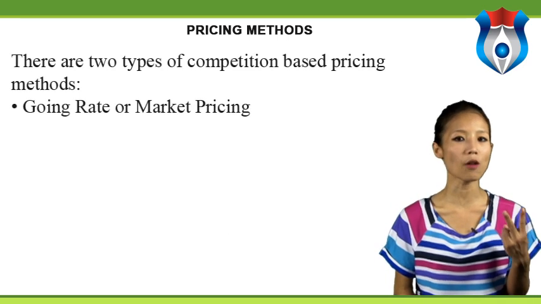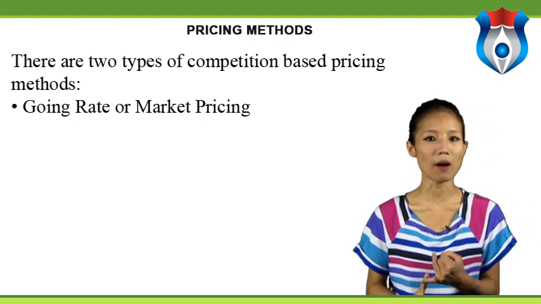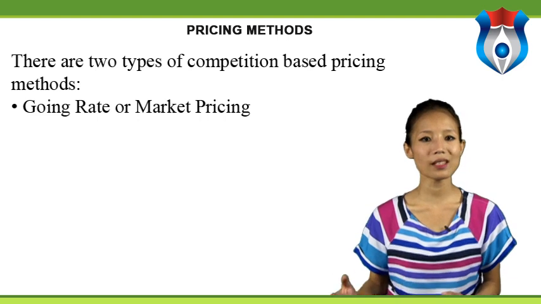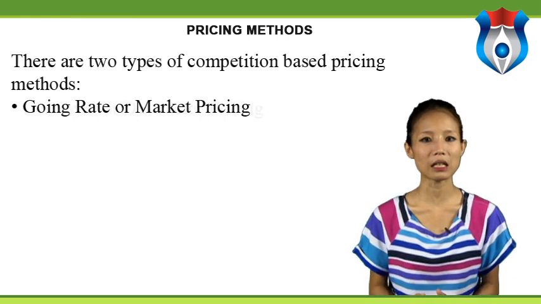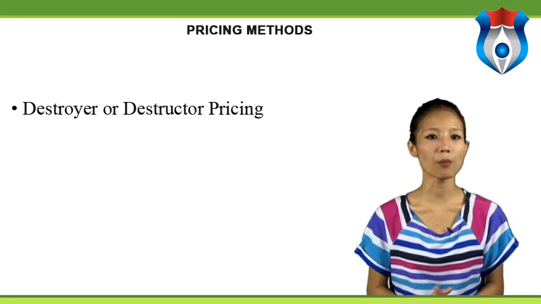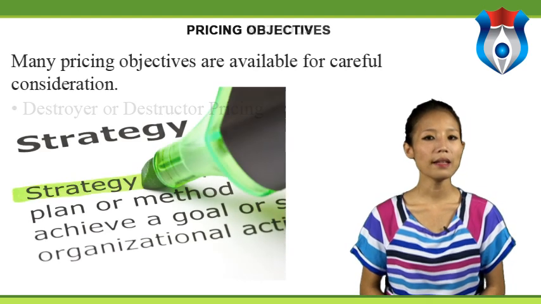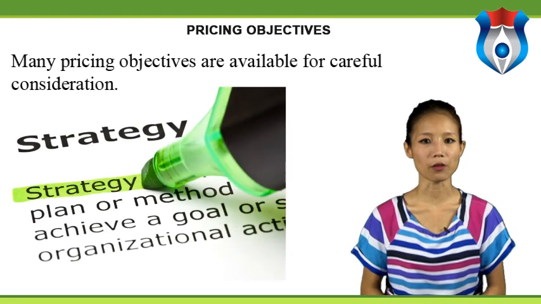There are two types of competition-based pricing methods: going rate or market pricing, charging the same as competitors or the market leader; and destroyer or destructor pricing, charging a price below average to drive out competition. Let us now discuss pricing objectives.